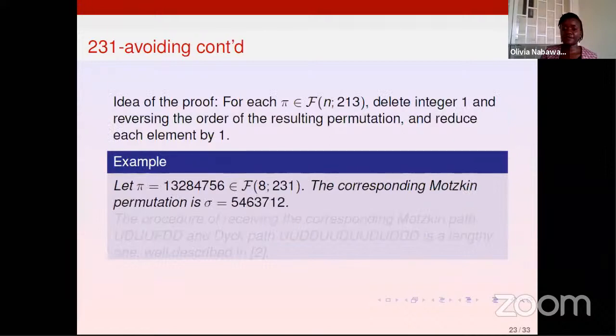And the idea in the proof is, first of all, to prove a bijection from 231 avoiding flattened partitions to Motzkin permutations. And then since we already know from Mansour's work that there is a bijection between Motzkin permutations and Motzkin paths, in that case, the proof just comes out automatically if I use those ideas combined together.